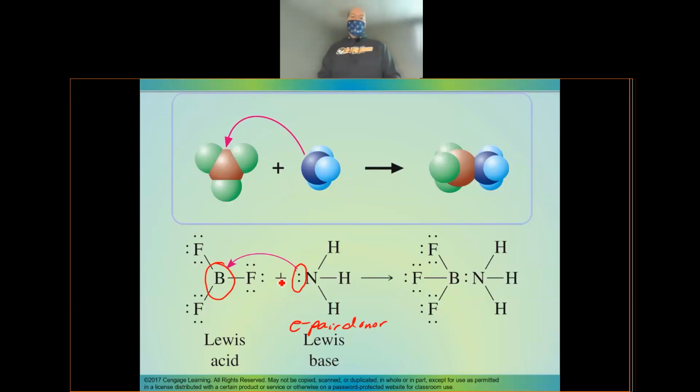All right, and so the BF3 could not function as a Lewis base because it doesn't have an electron pair on the central atom. All right, so your nitrogen has an electron pair on the central atom, and then you would draw the arrow. The arrow always comes from the electron pair, and it will go to the Lewis acid.